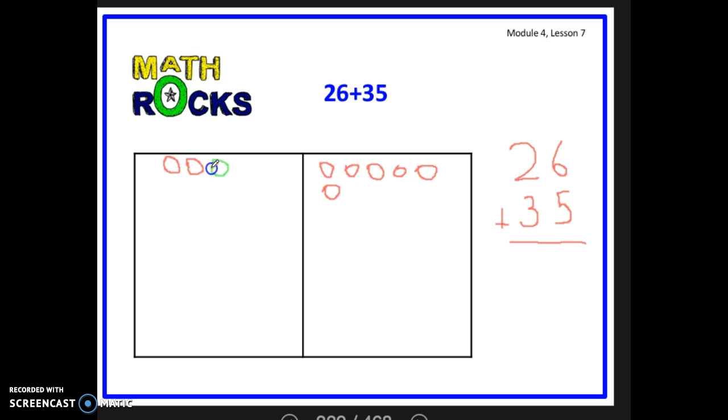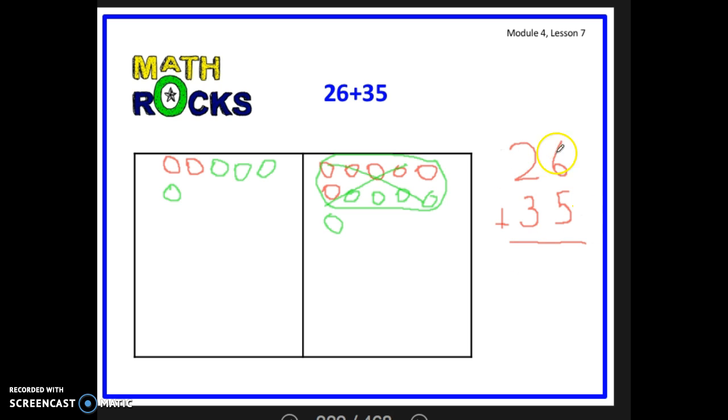So 10, 20, 30, 31, 32, 33, 34, and 35. So our famous question is, do I have enough ones to make a 10? What is my answer? It's yes. So I'm going to circle the ones that I have to make a 10. And I am going to show you that I'm making a 10 by putting it over here. And then I'm going to just cross them out because I used them.